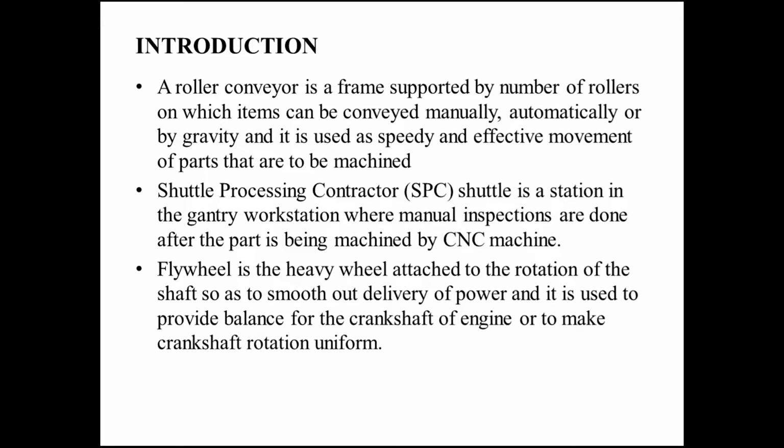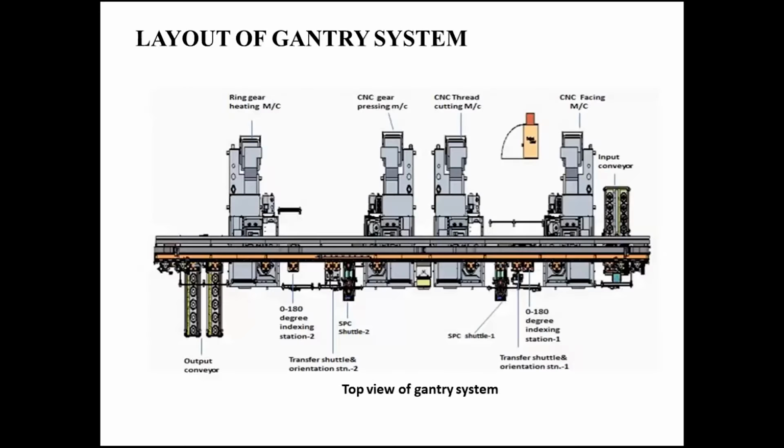This is the layout of the gantry system used in our project. From the right side we can see there is an input conveyor. It is a roller conveyor in which initially we manually load 7 parts. As we can see, there are 2 such rows where we can load 7 into 2, that is 14 parts. Then the gantry loader unloads the part from the conveyor and places it on the CNC machine where the facing operation occurs.